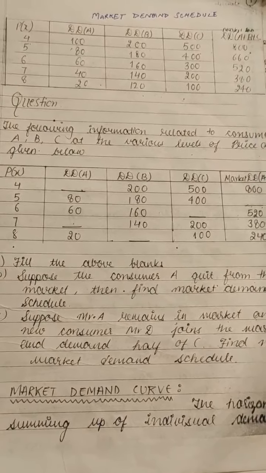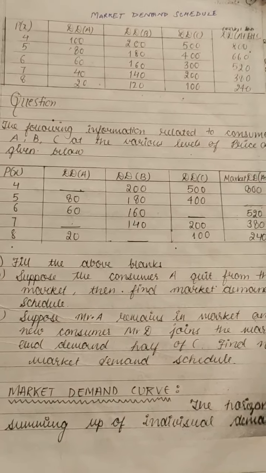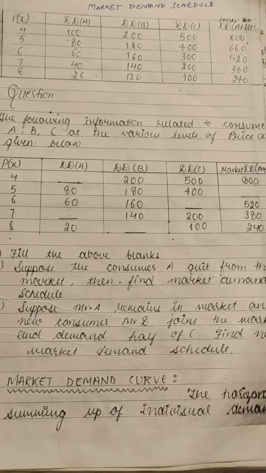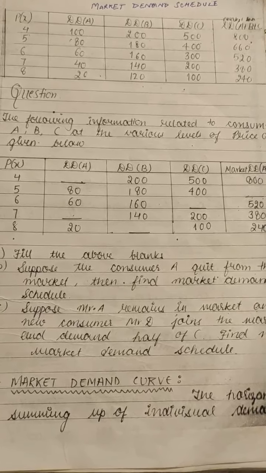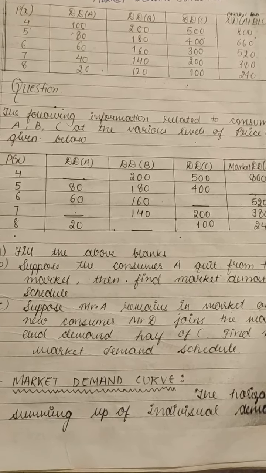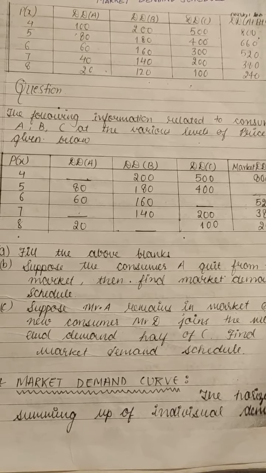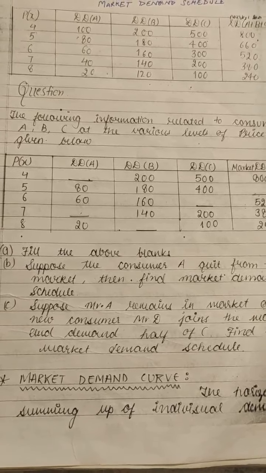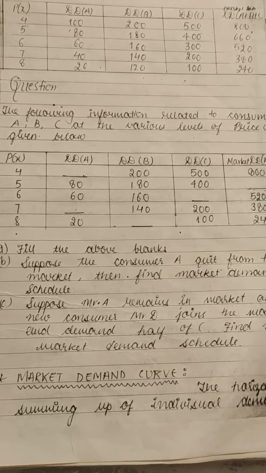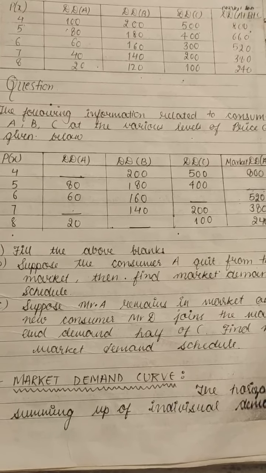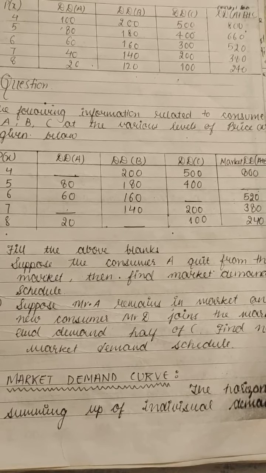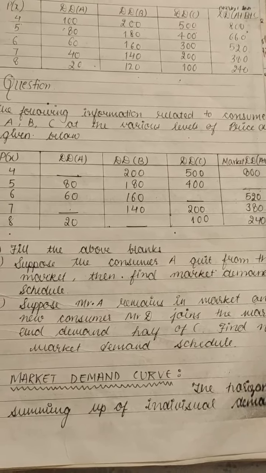Now this is market demand schedule. Px is price of the commodity X. DDA is demand curve of consumer A. DDB is demand curve of consumer B. DDC is demand curve of consumer C. Market demand is A plus B plus C.